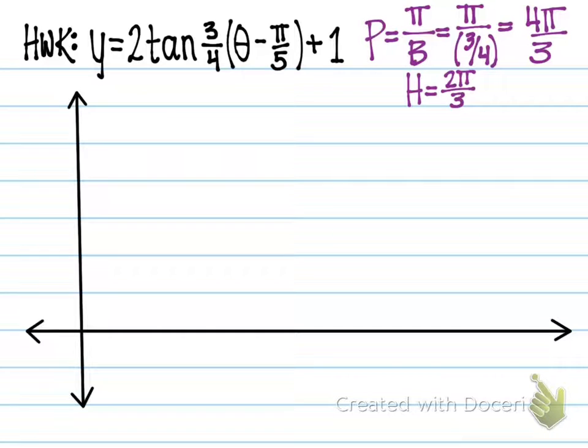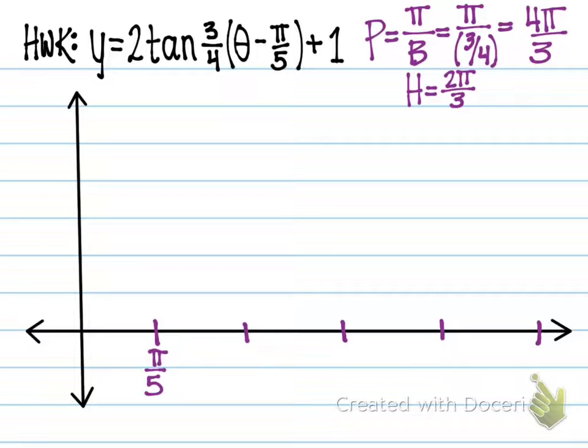Now, after I find the period, what else can I do? We'll have to plot the x's. Plot the x's, all right, or the thetas. That's fine. So I'm going to do 5 tick marks. 1, 2, 3, 4, and 5. First one will be what? Pi over 5. Good. A lot of people accidentally put the period there or something, so just be careful.